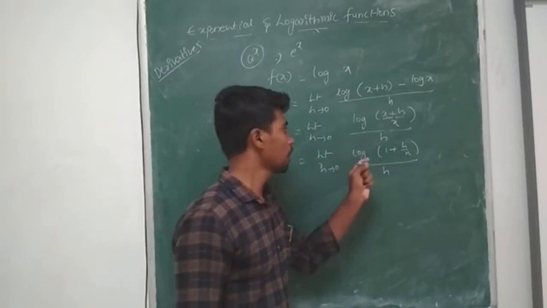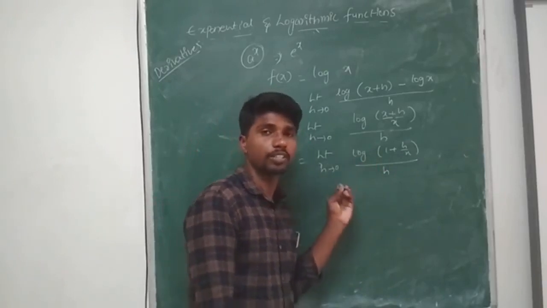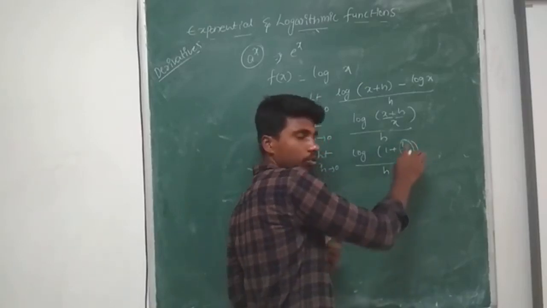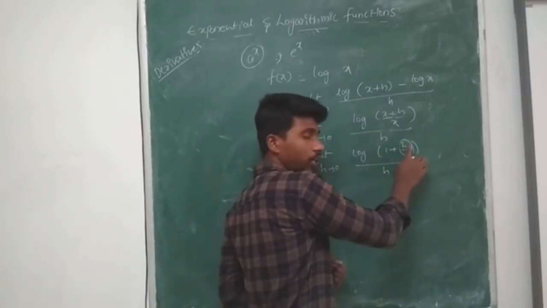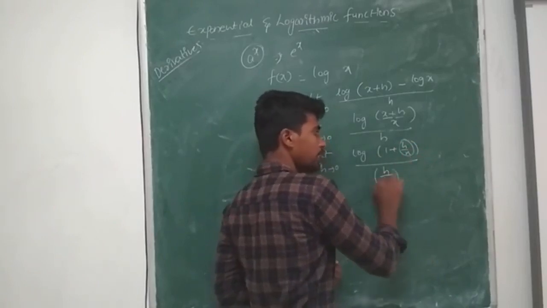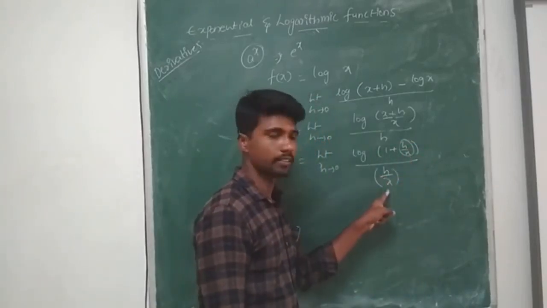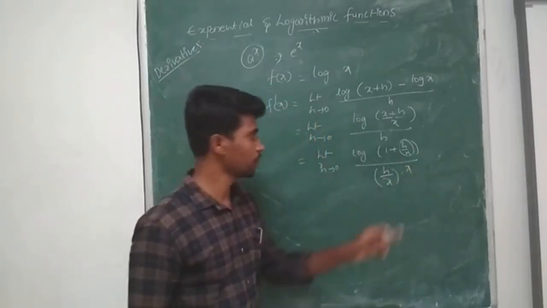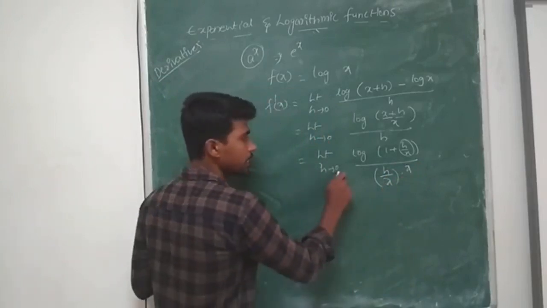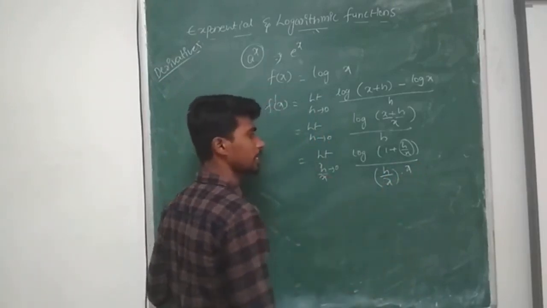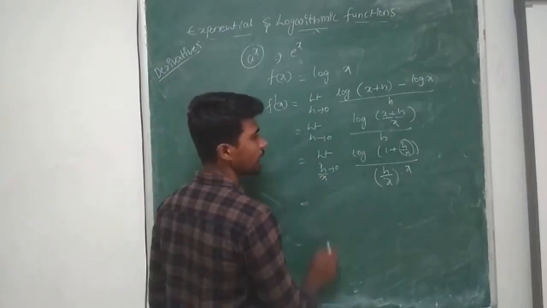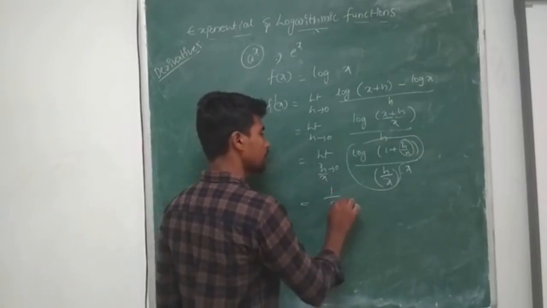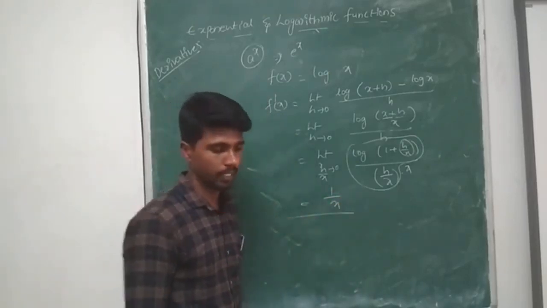For the logarithmic function, we just discussed its limit: log of (1 plus x) by x. In place of x, what we have should be in the denominator. I have here h by x, so I should get h by x in the denominator. But that changes the value, so I multiply and divide by x. Now h tending to 0 means h by x also tends to 0. This particular limit value is 1, so we get 1 by x.